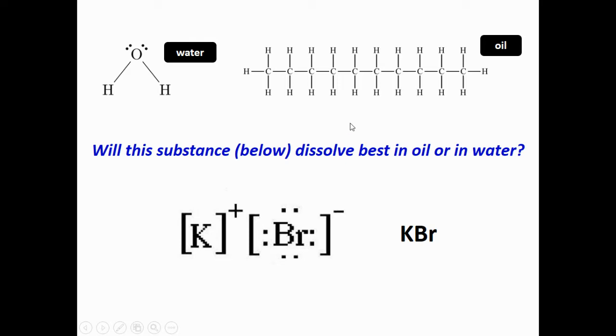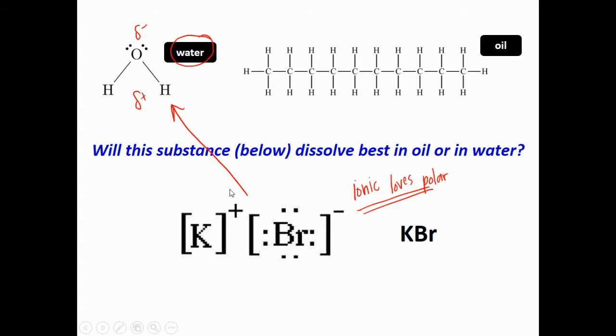Will this substance below dissolve best in oil or water? Remember, water is polar. It has a negative end and a positive end. Oil is nonpolar. It doesn't really have a negative end or a positive end. So you've got KBr, an ionic compound made of positive ions attached to negative ions. Will it be more attracted to water or more attracted to oil? More attracted to water, because water molecules have a negative end. This little delta minus and delta plus means it's partly negative here, partly positive here.